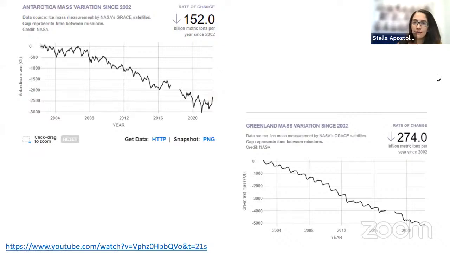Yes, how the ice has melted in the Antarctica and in Greenland just in the past 15 years, from 2004 up until 2020. We can see the amount of ice that remains and how this continuously reduces.